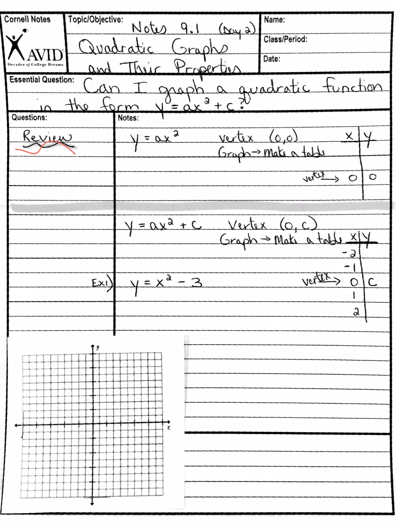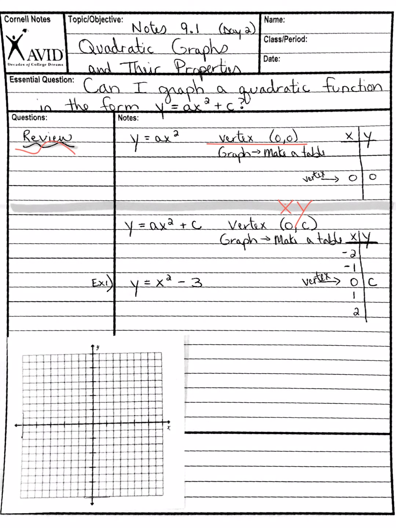For my review, the first part of our notes was talking about just the ax squared. We know in those situations our vertex is always 0, 0. Every single time. We graph and we make a table. So now when we're adding this plus c, take a look at how your vertex turns out. Your vertex is going to be 0 for the x value, and whatever that c is going to be that y value. Now I want to remind you that the formula says plus c.